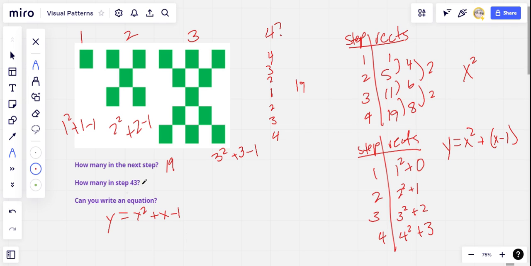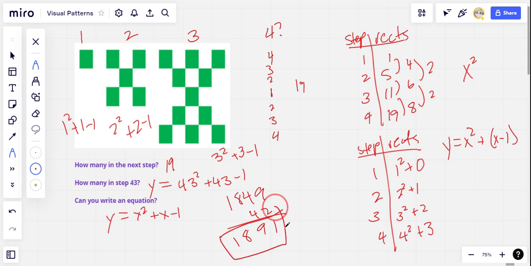Now, to figure out how many rectangles in step 43, we just have to plug in 43 for x. So this is going to be y equals 43 squared plus 43 minus 1. And 43 squared is 1,849. And then 43 minus 1 is 42. So we're adding 42. So it looks like we're getting 1,891 green rectangles in step 43.